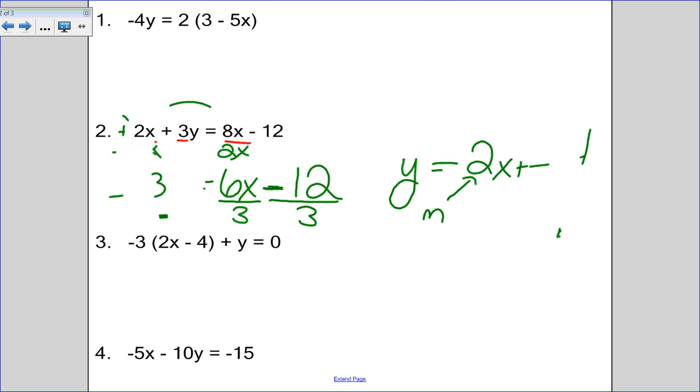We have a 4 that doesn't want to erase very well. Sorry, guys.